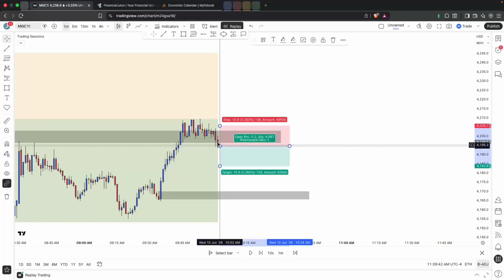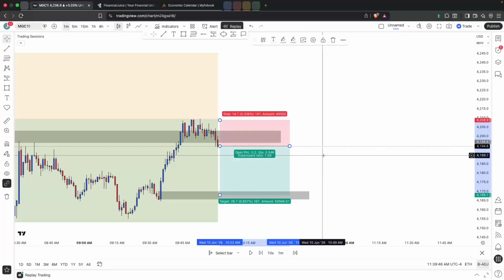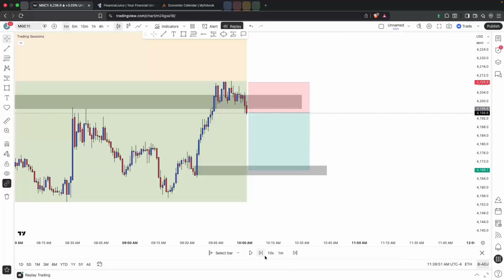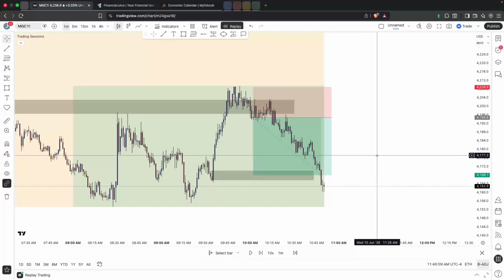I would definitely size down a bunch on this trade. Like nothing, no crazy risk. It's a 1 to 2. It's not the most favorable, so I wouldn't have a lot of risk on this trade whatsoever. Seeing price do a bunch of little crap. Okay, we eventually see price hit our TP. This wasn't a bad trade.